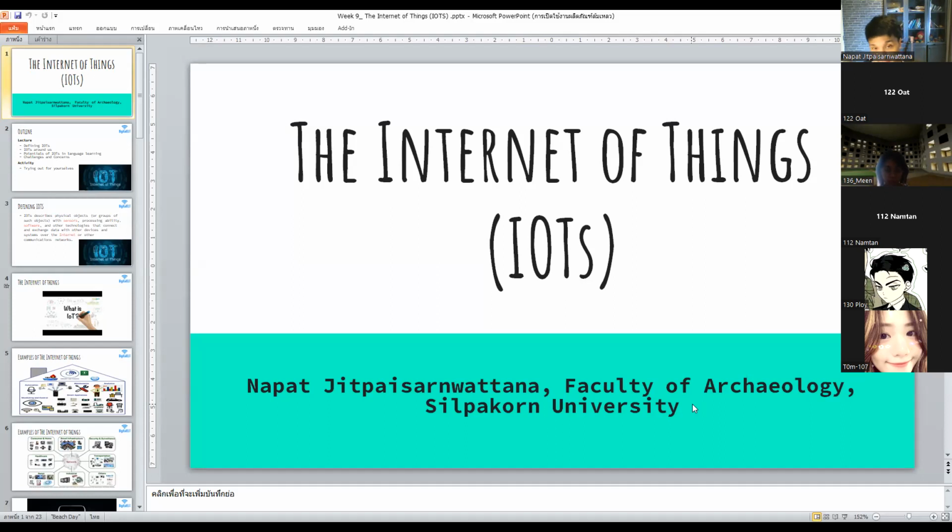Okay, so today we are going to talk about the Internet of Things, or IoTs. I believe it's a term that you might have heard quite a lot in the past few years, right? The concept has become more widespread since the internet has played a very significant role in various parts of human lives.